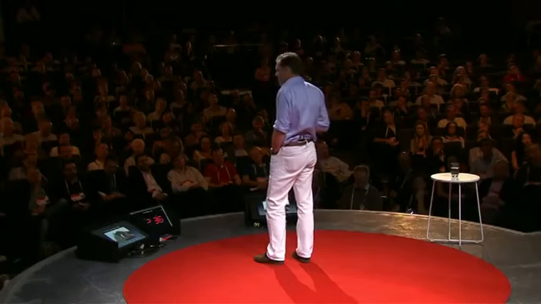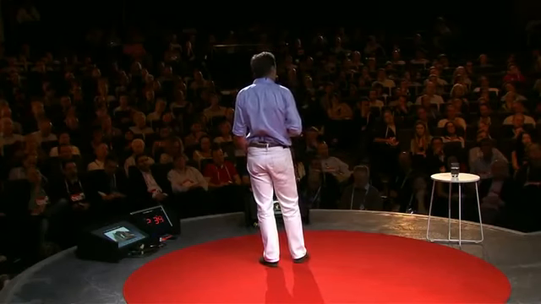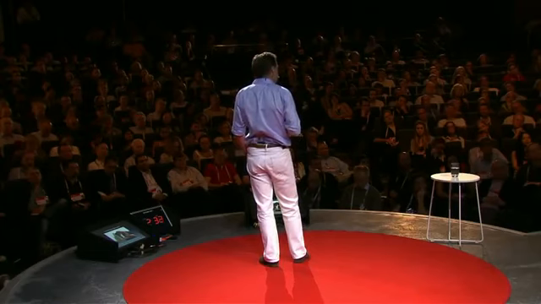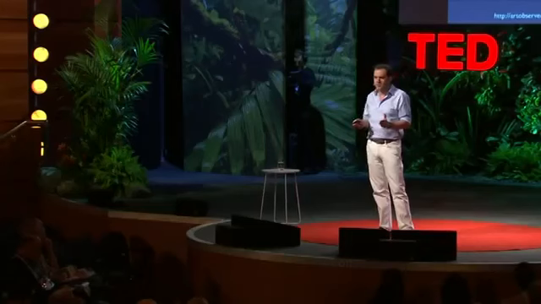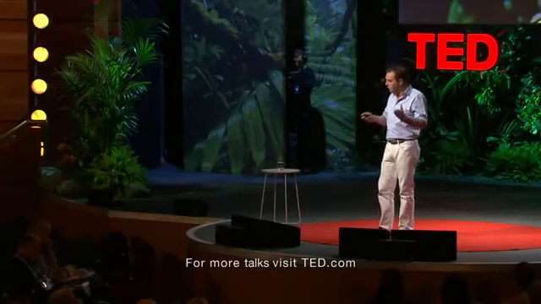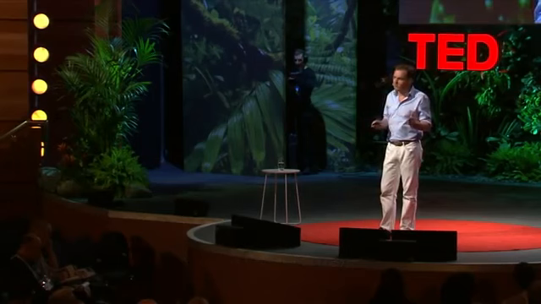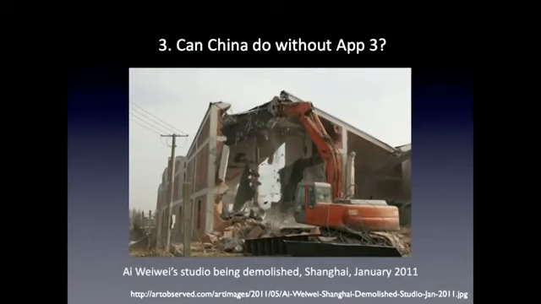Warning, that may not work. And third, can China do without killer app number 3? That's the one that John Locke systematized when he said that freedom was rooted in private property rights and the protection of law. That's the basis for the Western model of representative government.